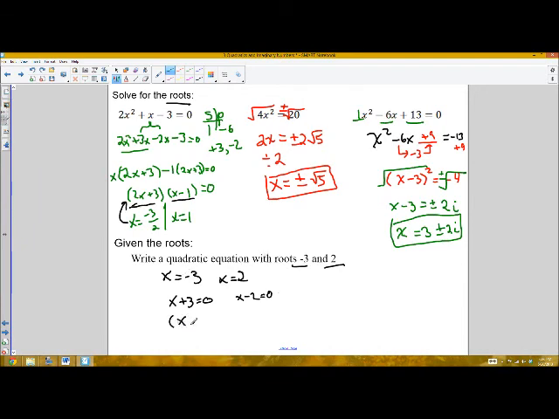Well, if x plus 3 is a factor and x minus 2 is a factor, this is what my quadratic equation would look like. Then if I FOIL, I end up with x squared plus x minus 6 equals 0. So there's a quadratic equation that would have negative 3 and positive 2 as its roots.